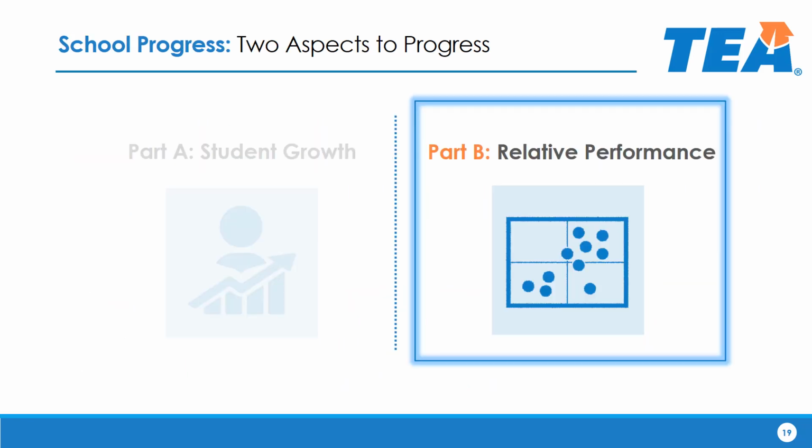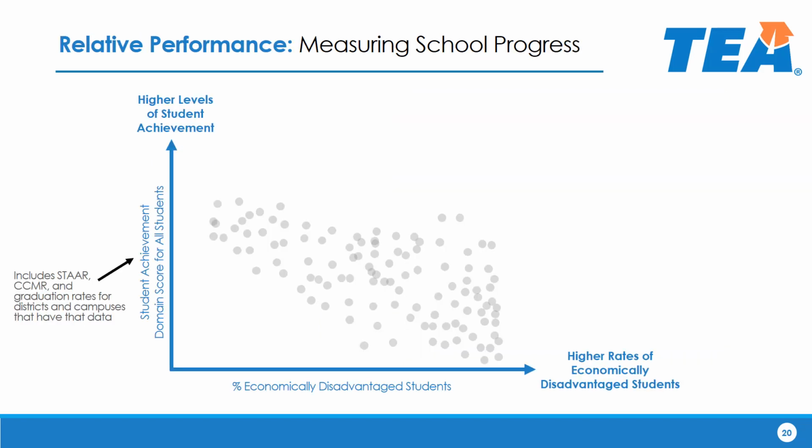Now let's take a look at Part B, relative performance. The second part of the domain is relative performance, comparing the student achievement domain score against the percentage of students who are economically disadvantaged, then comparing that performance against like campus types. The left axis is the score on the student achievement domain. For elementary schools and middle schools, STAAR is the only component. For high schools and districts, however, it also includes graduation rates and the college, career, and military readiness components.